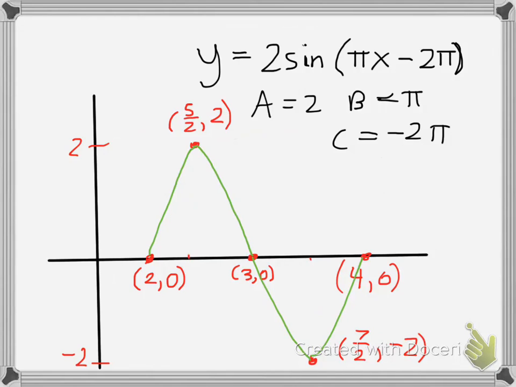So the wave repeats itself every 2 units, so the wave's period is 2. So that's another example of graphing waves, and that's going to be my last example of graphing waves.